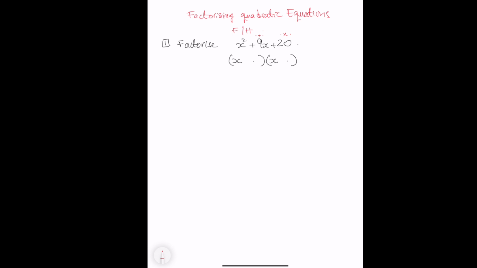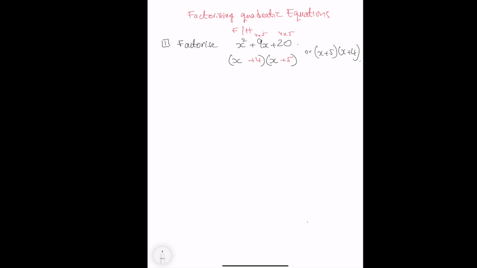So in this case, it's very straightforward. 4 times 5 is 20, and 4 plus 5 is 9. So the answer is x plus 4, x plus 5. You can also write it as x plus 5 and x plus 4, which is exactly the same.